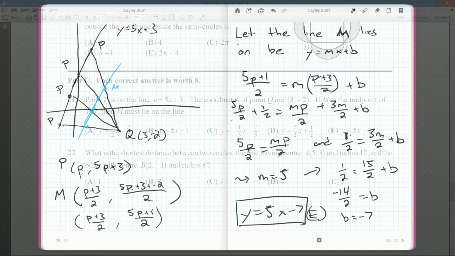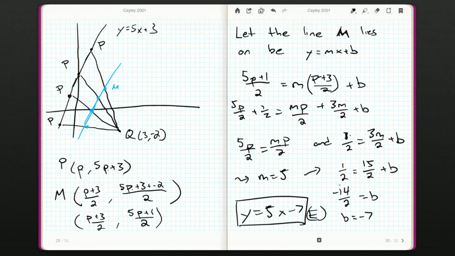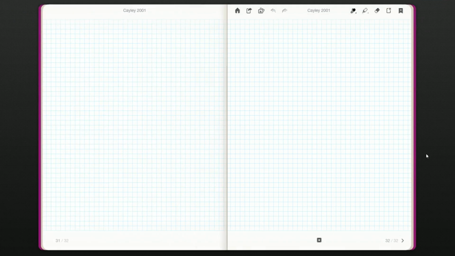So that does it for question 21. It's a good little question. I like it. I think it was on the Fermat or the Pascal, one of those two, but I don't remember off the top of my head. But it was a nice question. And I look forward to question number 22.